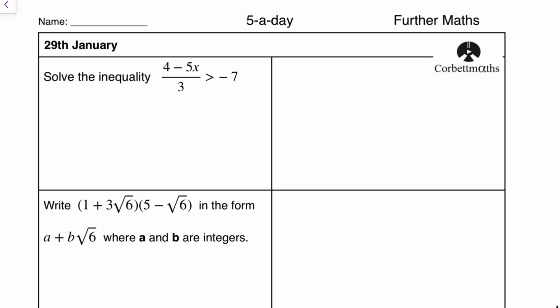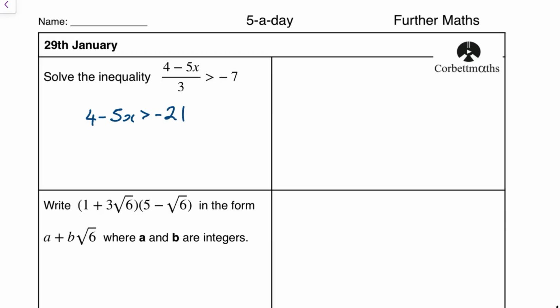Okay, again we start with a sort of not far off GCSE question really, is it? So let's just solve this one. This is a nice easy get you going question. I'm going to multiply both sides by 3. That's going to give me 4 minus 5x is greater than minus 21.